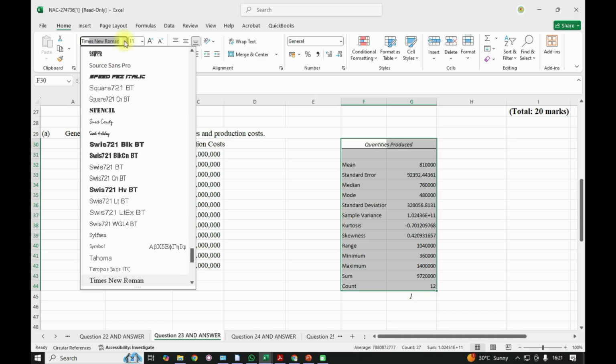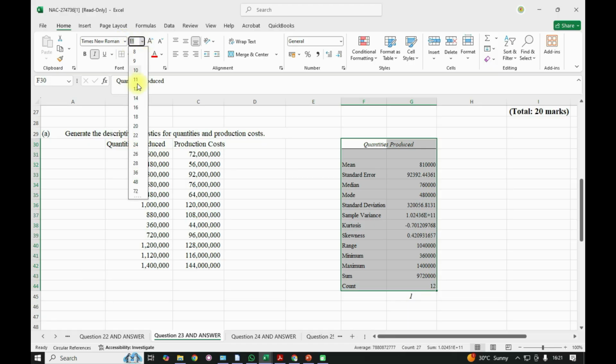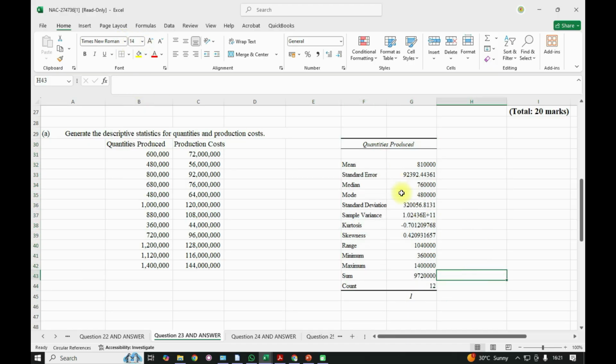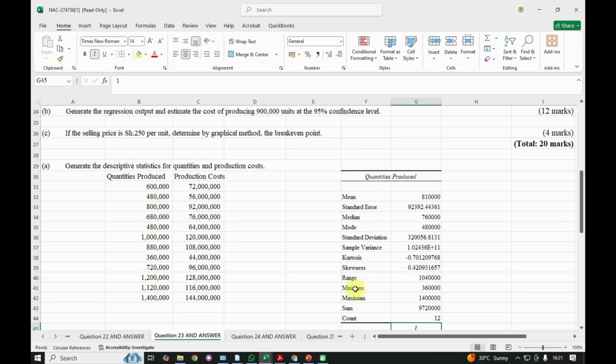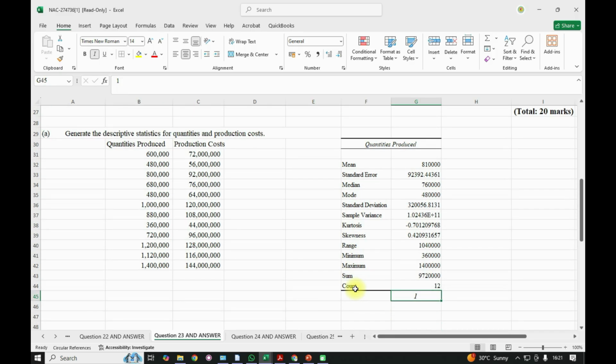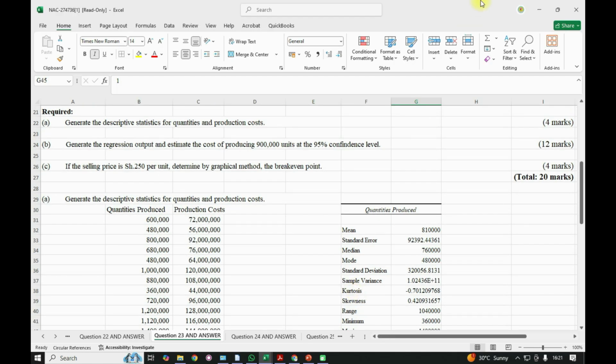I can have the times and 12, that way. So that is our summary, the descriptive statistics. Our mean, standard error, mode, median, standard deviation, sample variance, kurtosis, all those values, minimum, maximum, sum, and the count. There are 12 of them. That is for the quantities produced, and we shall find the same for what?